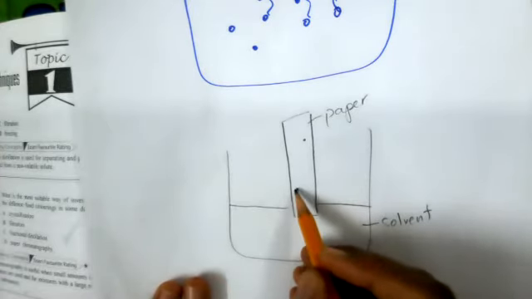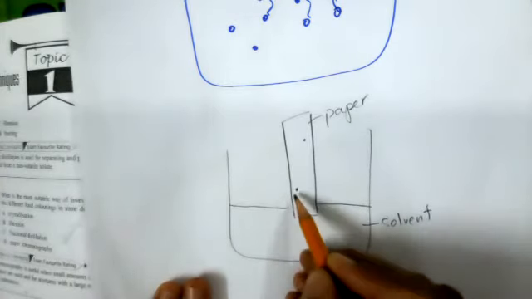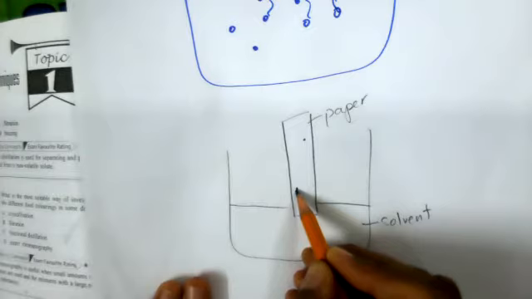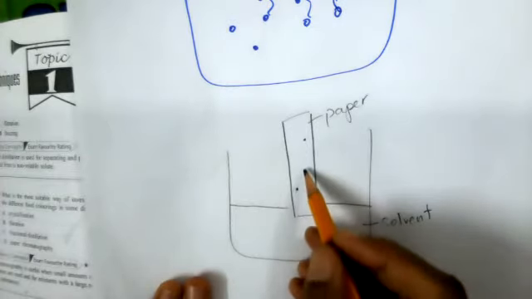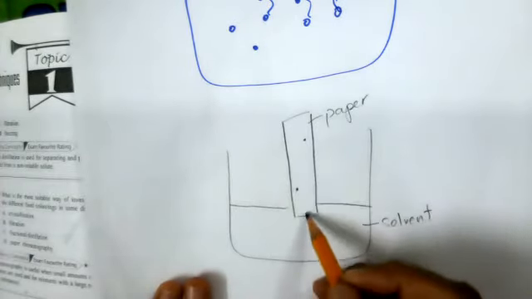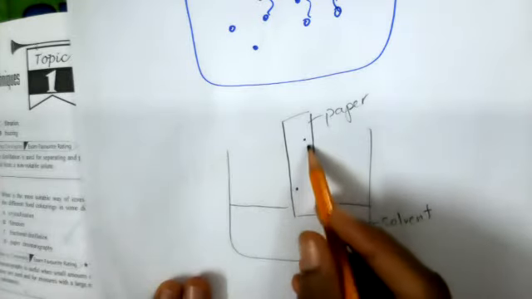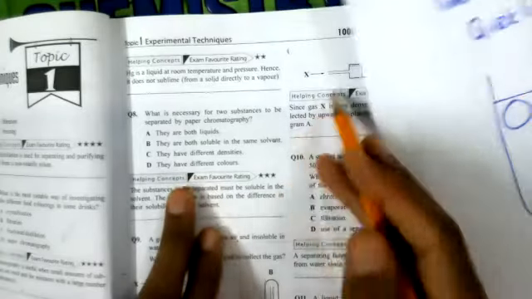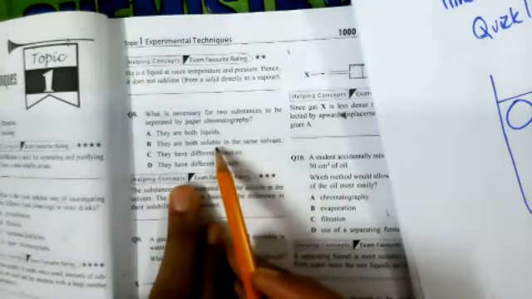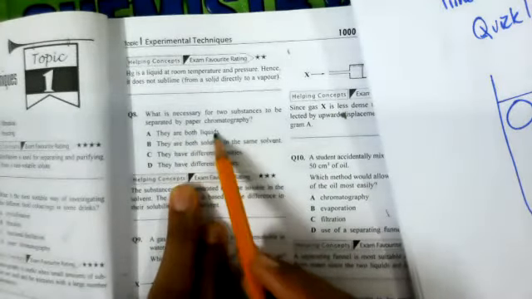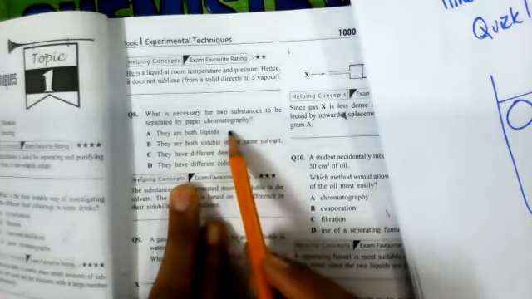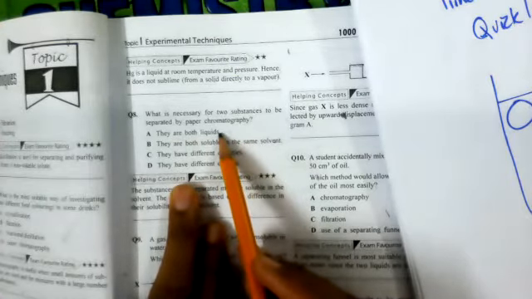Because it will have more affinity for the paper as compared to the solvent, and it will get stuck onto the paper quicker. Whereas the substance which is more soluble in solvent will be able to run along the solvent a long way up. Okay, so we make use of difference in their solubility, and they are both liquids. Why is this option wrong? Is it wrong? No.